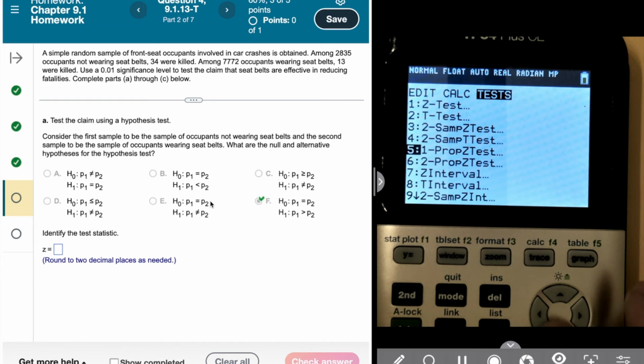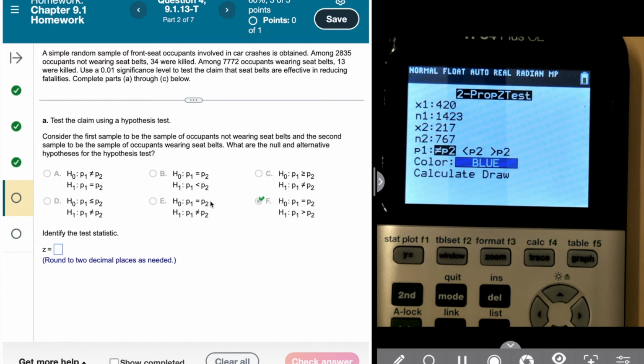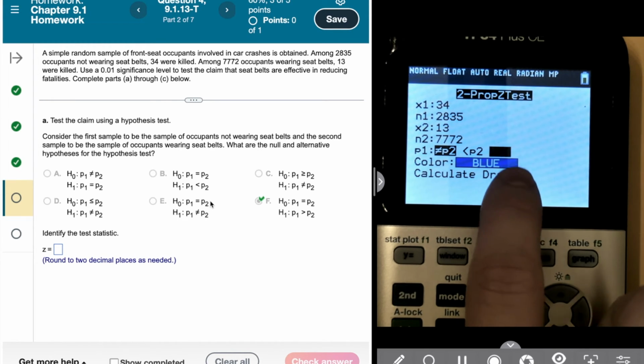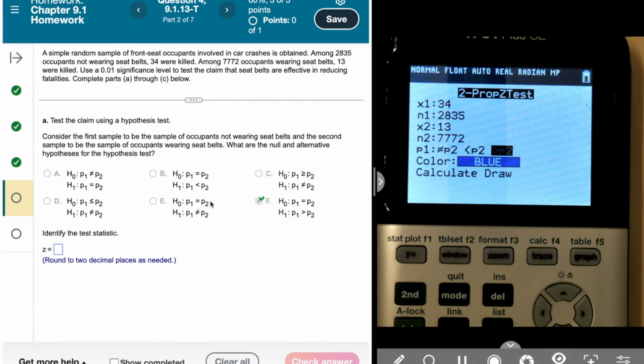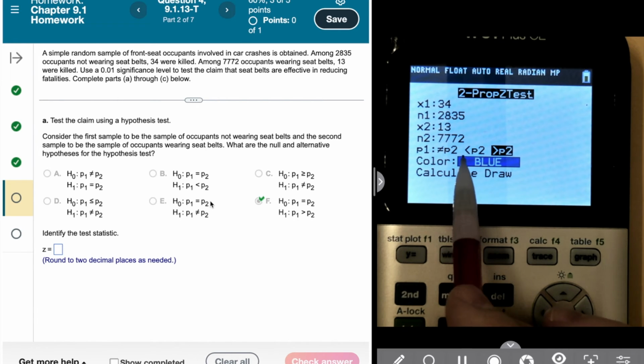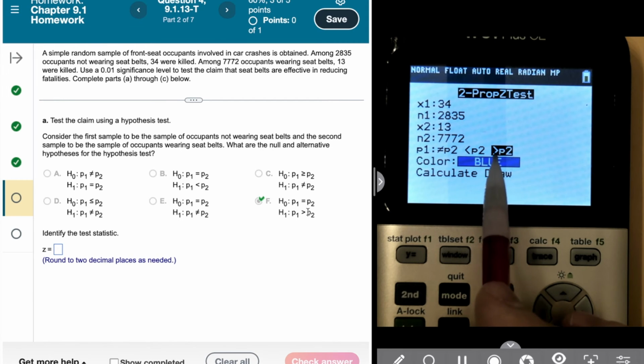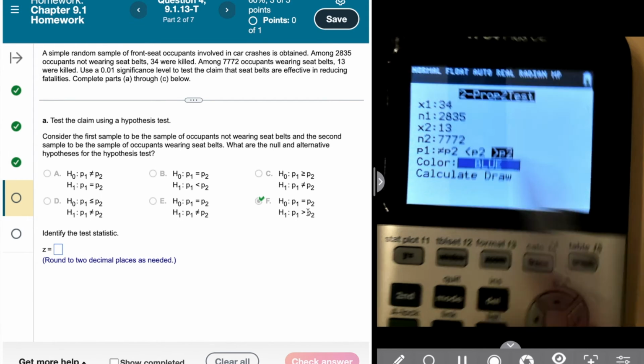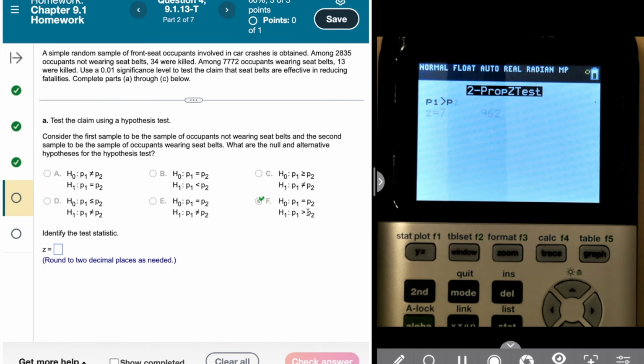So stat, 2-prop z-test. Our first population had 34 non-seatbelt wearers who passed away out of 2,835. And for the seatbelt wearers, there were 13 deaths among 7,772. And we are, of course, again, testing that P1 is greater than P2. Sometimes this does look a little bit weird on the calculator, but just literally read the computer alternative and then make sure that the inequality is going in the same direction and you are safe. All right, and we'll press calculate.